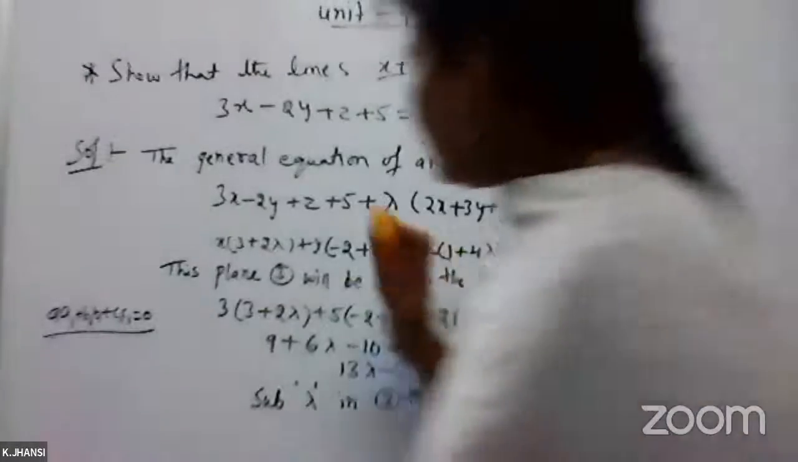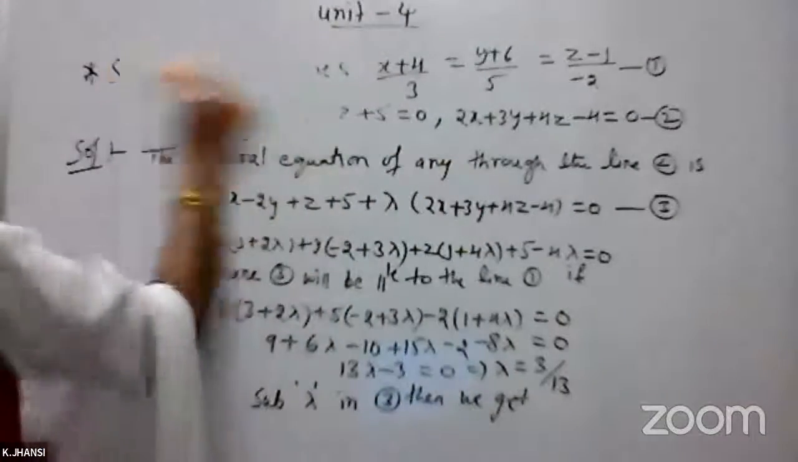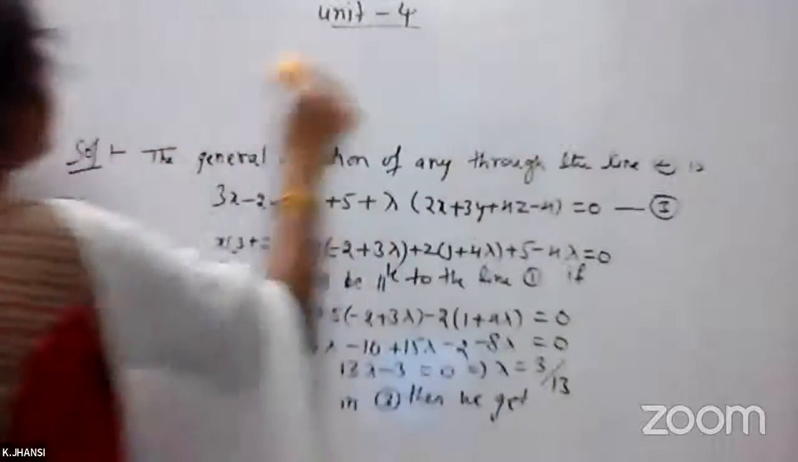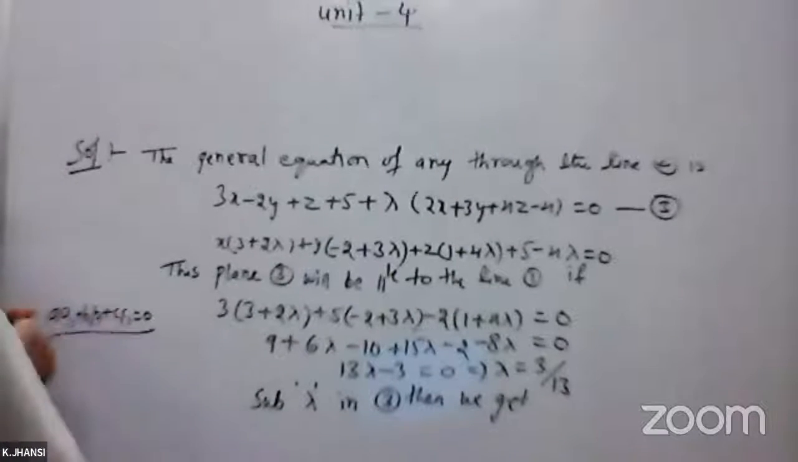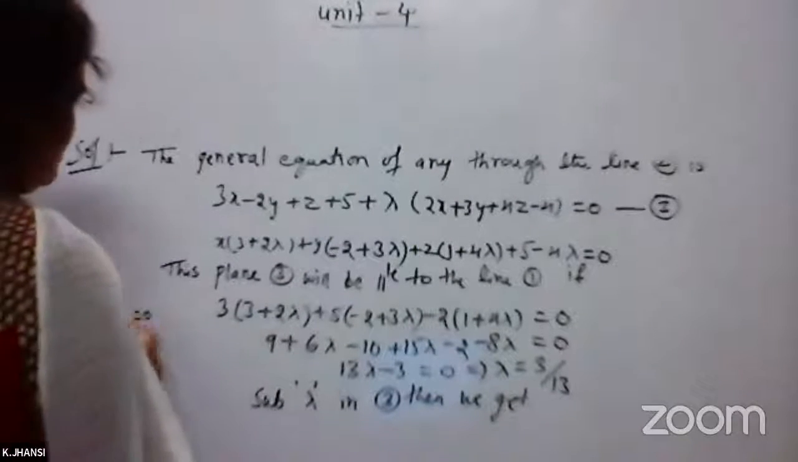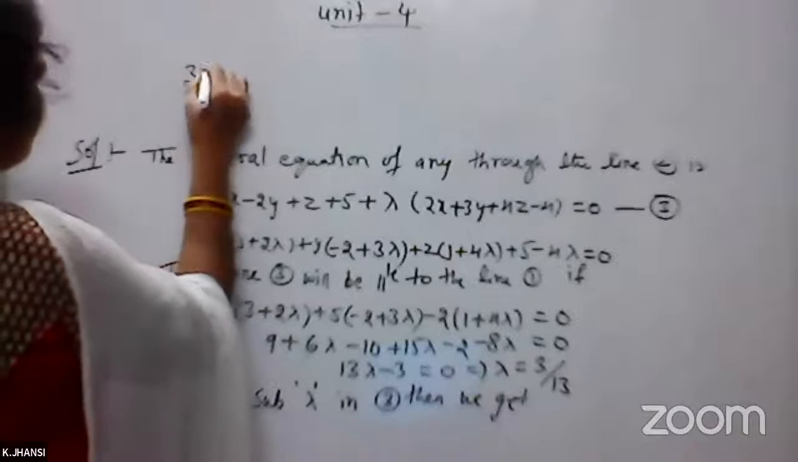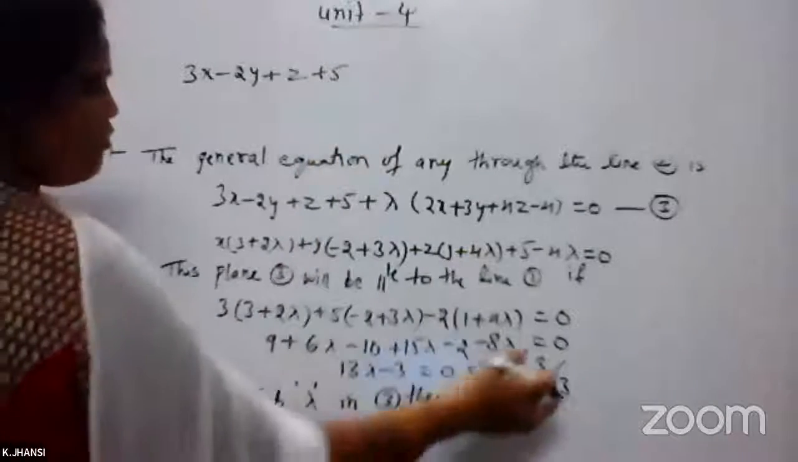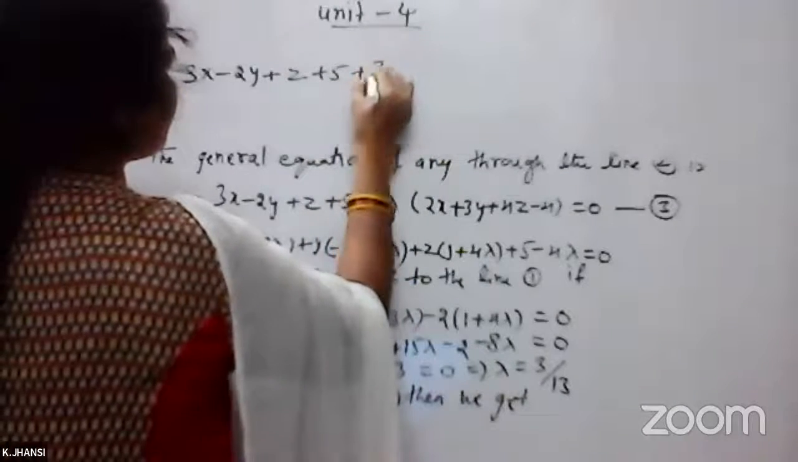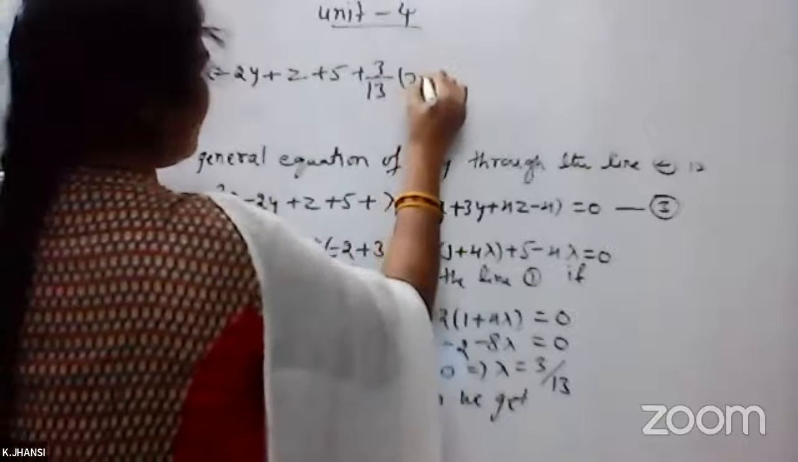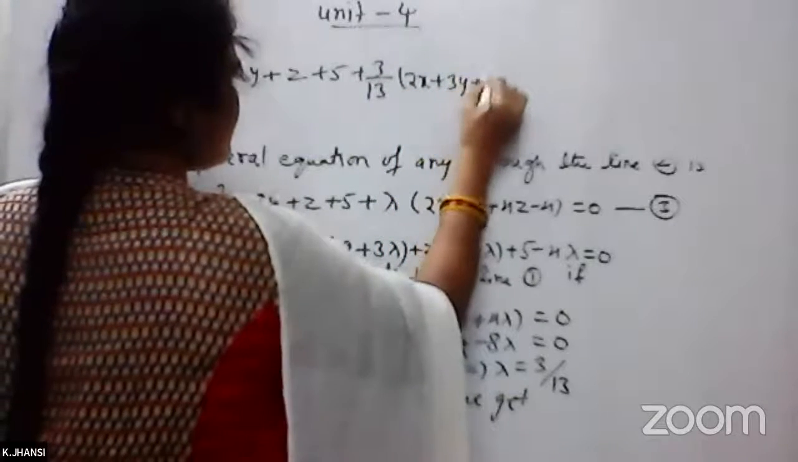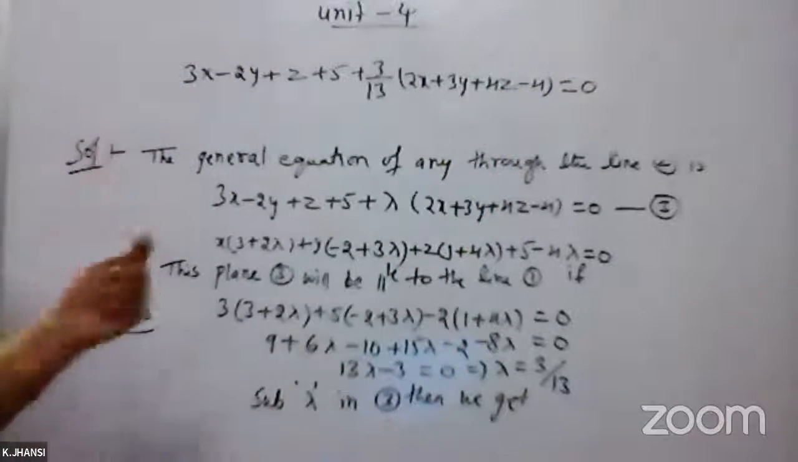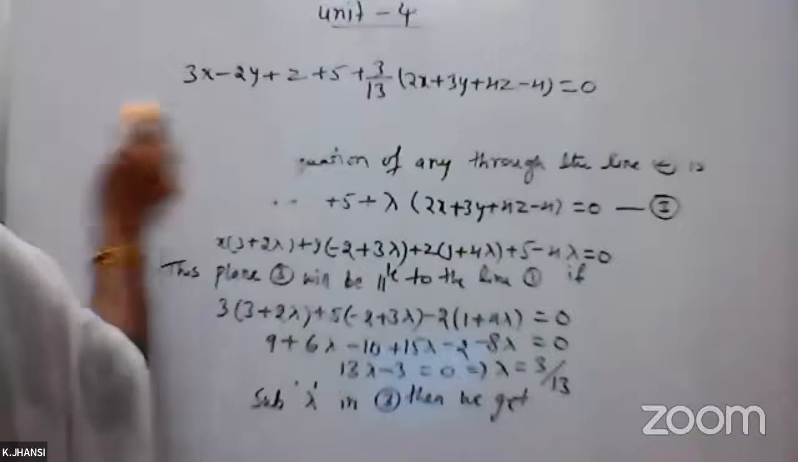Okay, after substituting the lambda in equation 3, you will get one equation. So 3x minus 2y plus z plus 5, what we have? 3 by 13 of 2x plus 3y plus 4z minus 4 equals 0. Okay. Now we do the cross multiplication here: 13 into this one and plus 3 into that one.